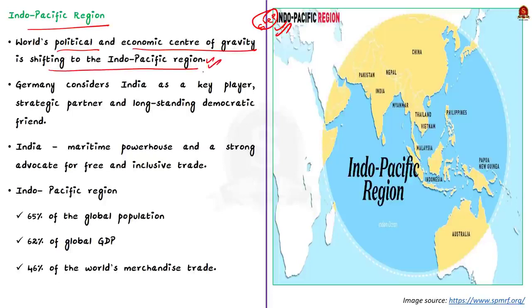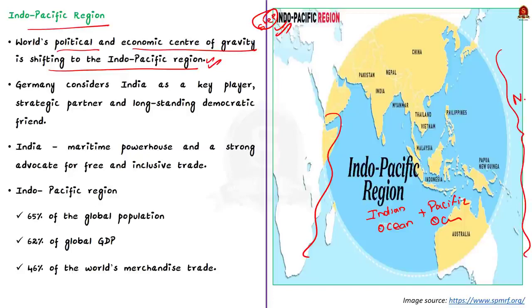See, the Indo-Pacific region is a biogeographic region of Earth's seas comprising the tropical waters of the Indian Ocean, the Western Pacific and the Central Pacific Ocean. India's definition of the Indo-Pacific region stretches from the western coast of North America to the eastern shores of Africa. Here, Germany considers India a key player, a strategic partner and a long-standing democratic friend.